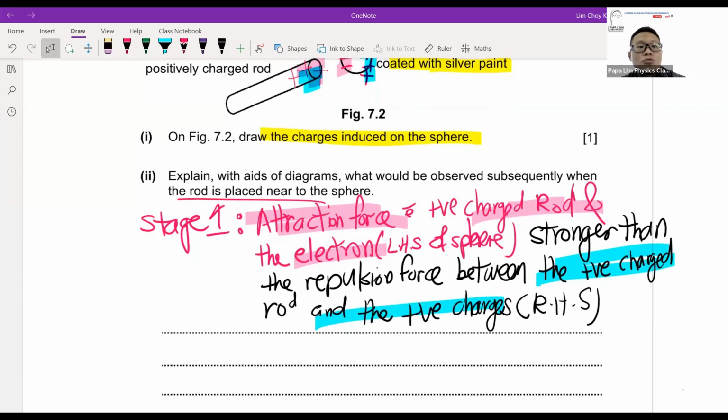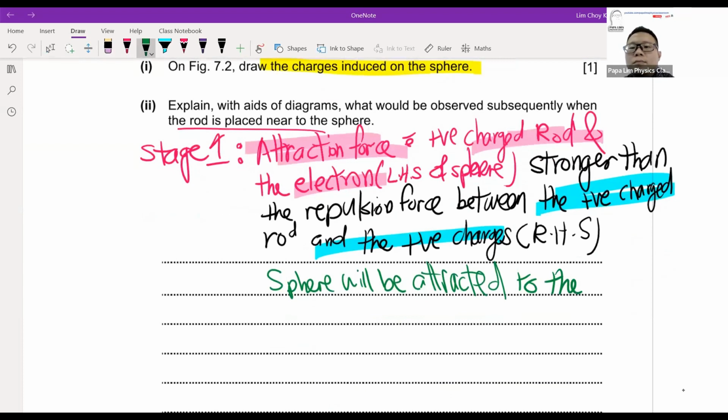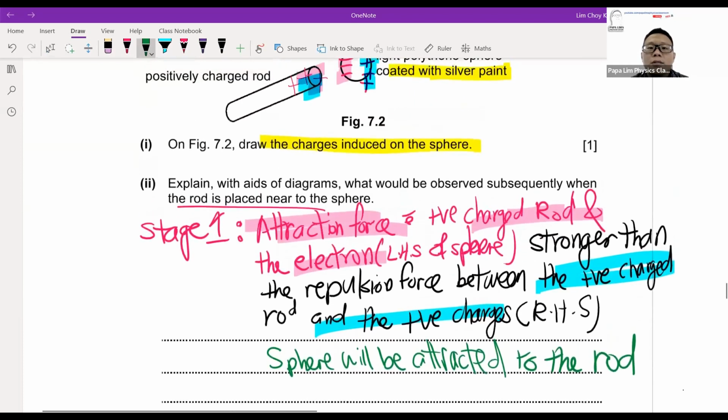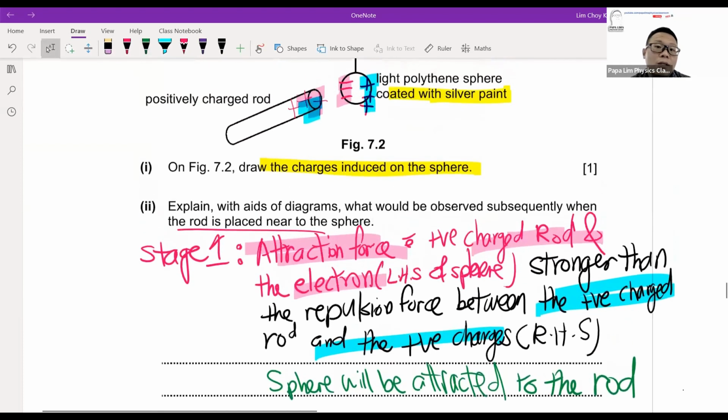Because it's stronger, this will give rise to stage 2, which means the rod and sphere move towards each other. At the end of stage 1, the sphere will be attracted to the rod itself. So at stage 1, because of the location and the charges, you'll find that the sphere will actually move towards the rod.